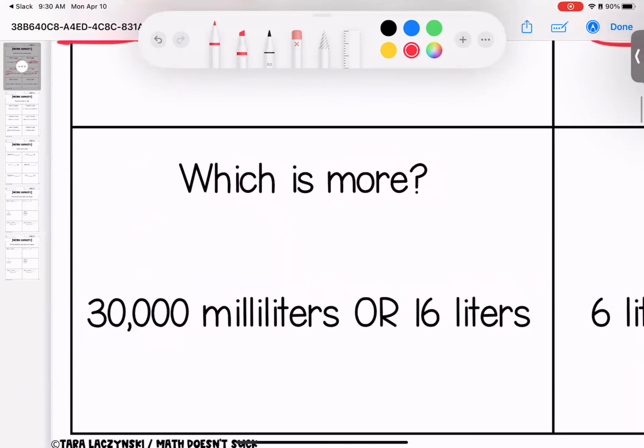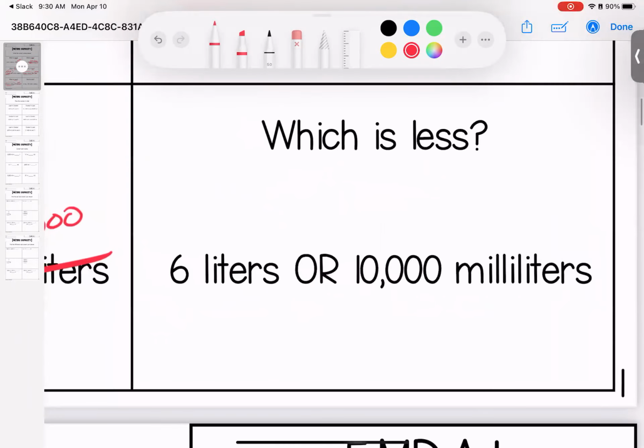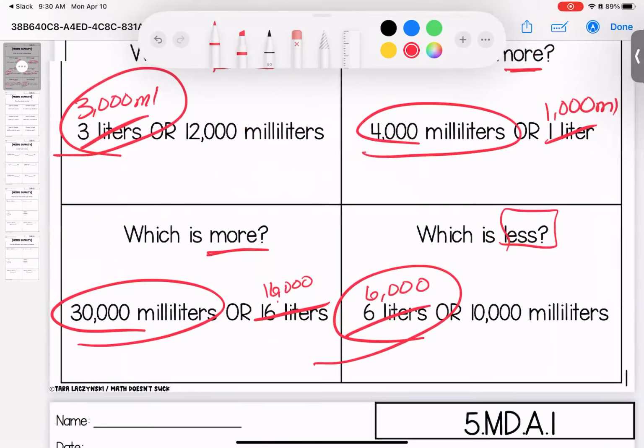That is less. Which is more? If I times this by 1,000, it would be 16,000. Which one is more? 30,000 is more. And then the last one, 6,000 or 10,000. Which is less? 6,000 is less. Questions on these?